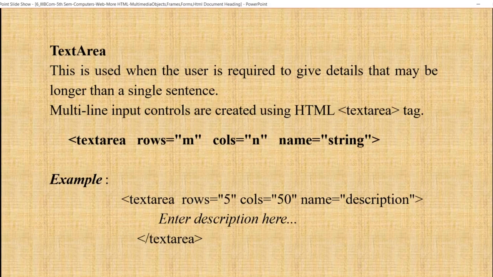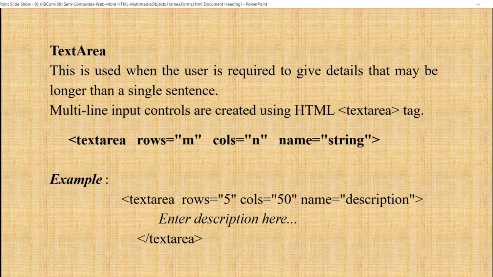Name attribute is used to give a name to the control, which is used to send to the server to recognize and get the value. Rows indicates the number of rows of a text area box. Columns indicates the number of columns in a text area. I said that multiple line input controls are used. For that we are taking textarea.